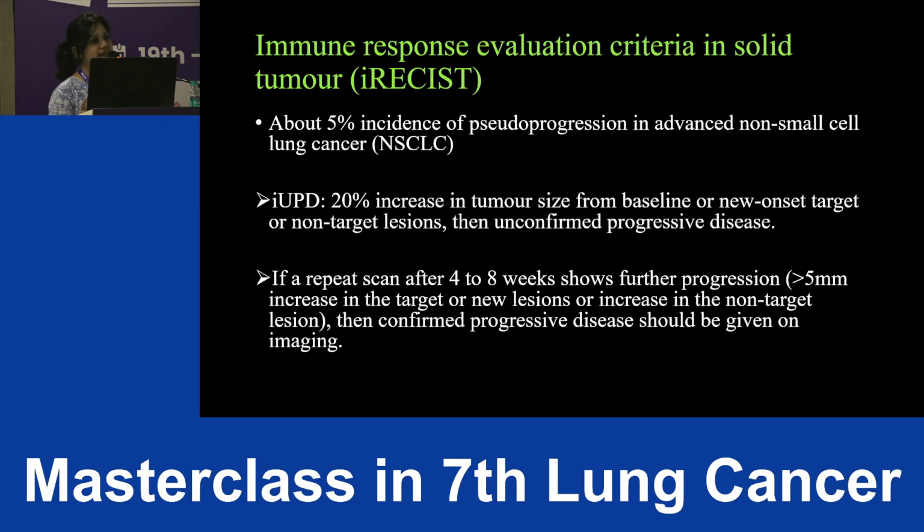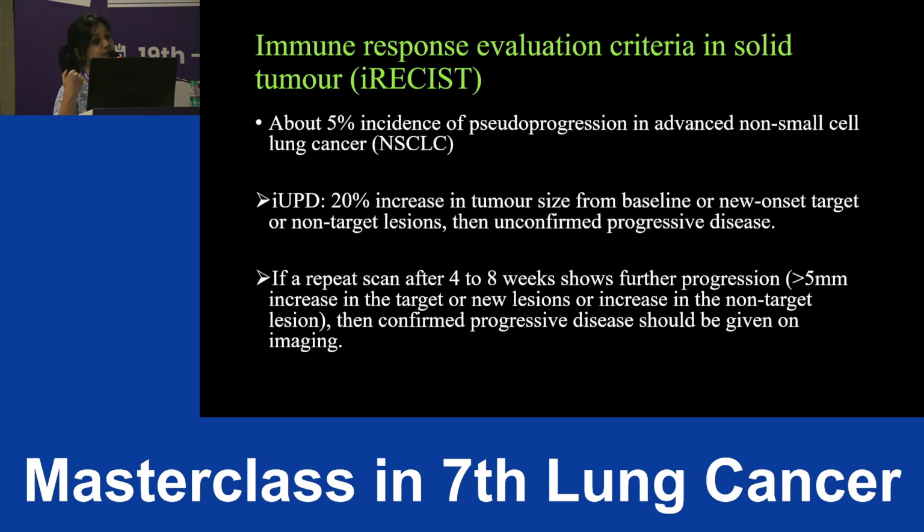It's a modification of the RECIST criteria. So what exactly is this now? There is an addition of an immune unconfirmed progressive disease category in this, which means that on a follow-up scan, if you're seeing a 20% increase in tumor size from baseline, or a new onset target or non-target lesion, then you have to categorize it into unconfirmed progressive disease and not directly label it as progressive disease.